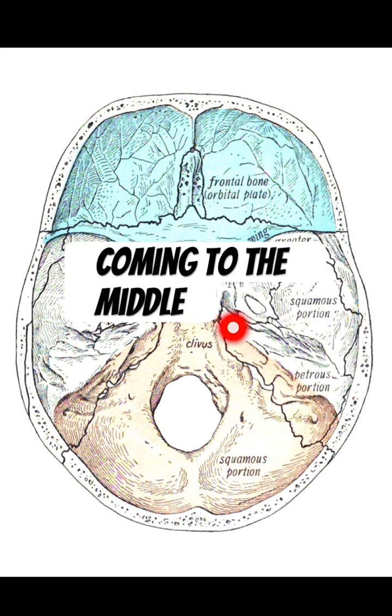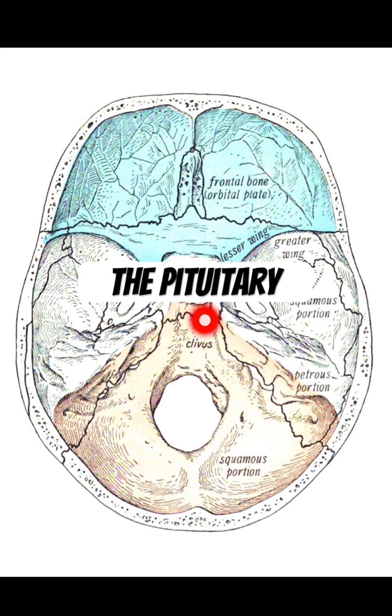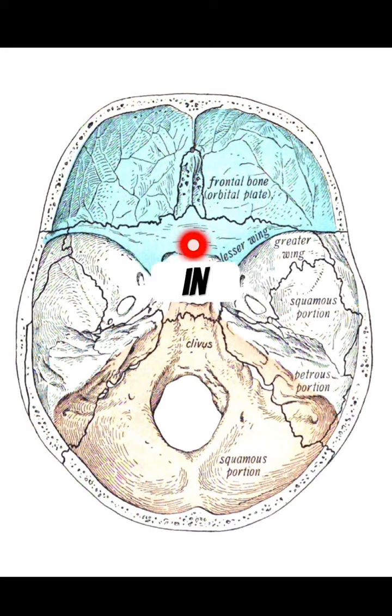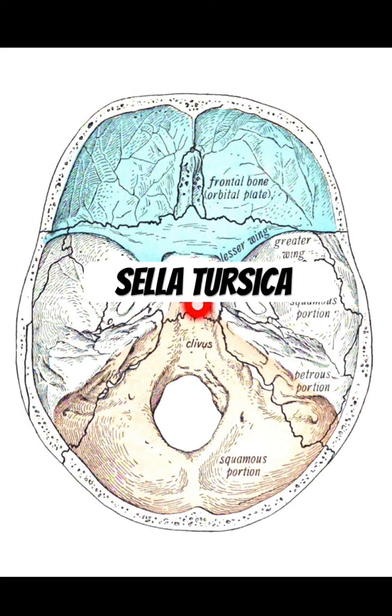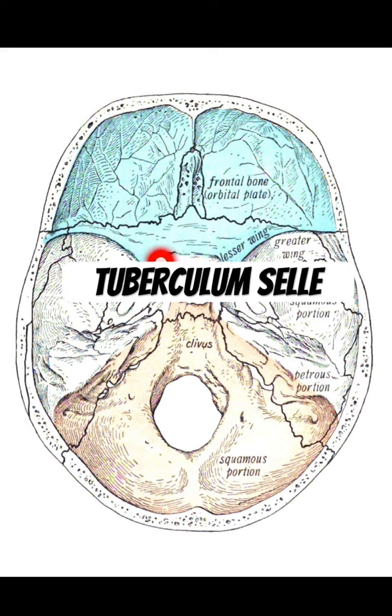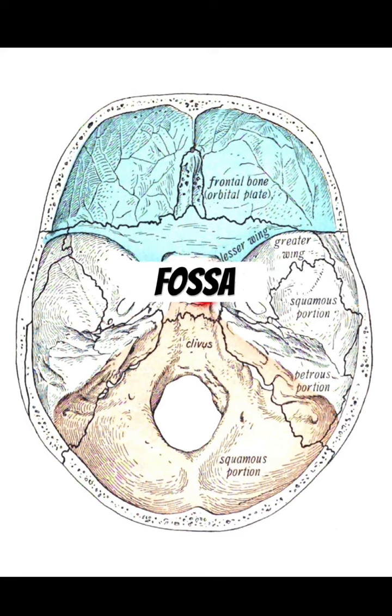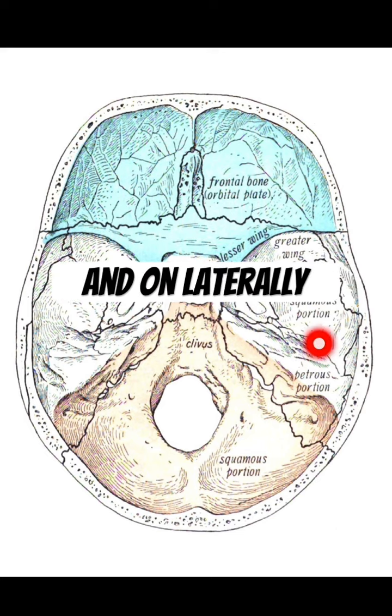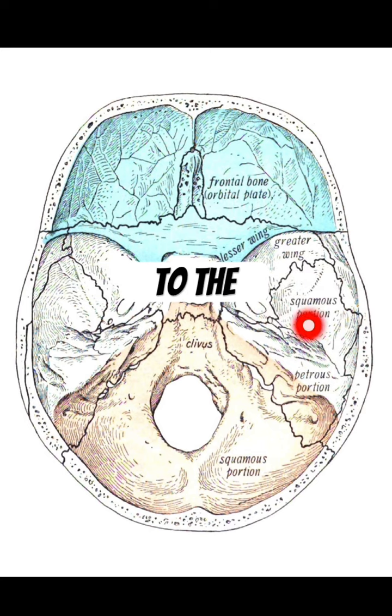Now coming to the middle cranial fossa, where it lodges the pituitary gland in the sella turcica. This sella turcica is made up of tuberculum sellae, hypophyseal fossa and dorsum sellae, and laterally it is related to the temporal lobe. Now coming to the posterior cranial fossa.